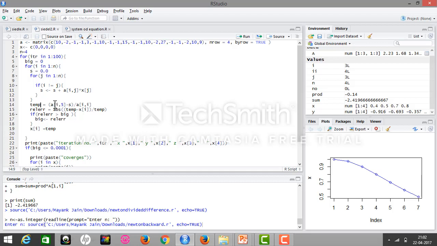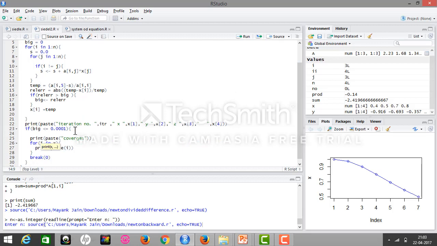Then we have given RELLER, that is the relative error. It is equal to the absolute of temp minus x of i divided by temp, and if RELLER is greater than big, then big is replaced by RELLER, and then x of i equals temp. Then we have printed the values of x1, x2, x3 and x4 over here.